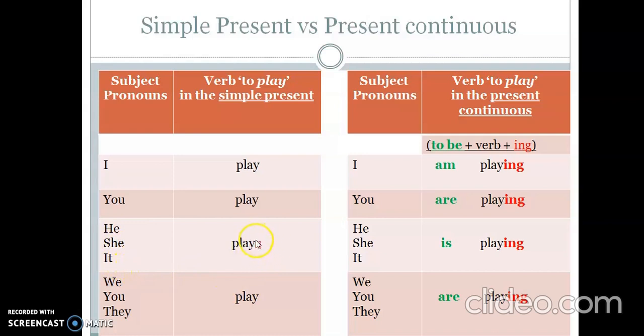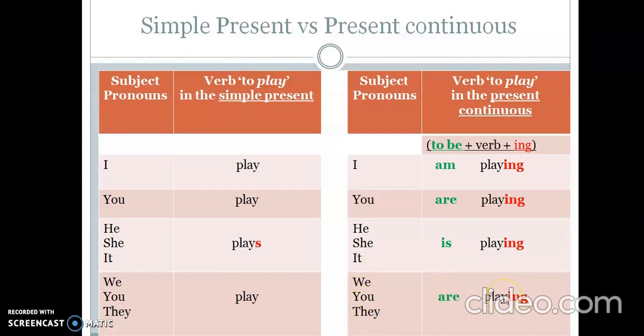Now, when we have the present continuous, we need three things. We need the verb to be, we need the verb, it's to play, and we need ing. So here the verb to be is am, because the subject pronoun is I, it's I am. The verb is play, plus ing, it's I am playing. Here it's you are playing, he, she, it is playing, and we, you, they are playing. Now this is for the form.